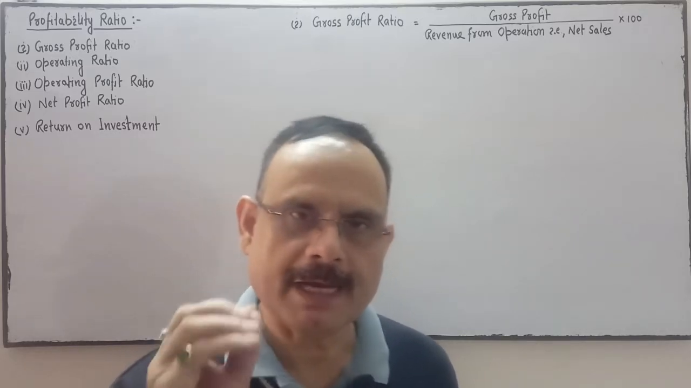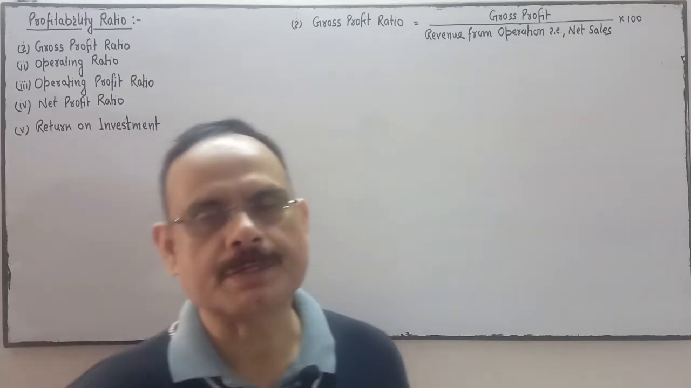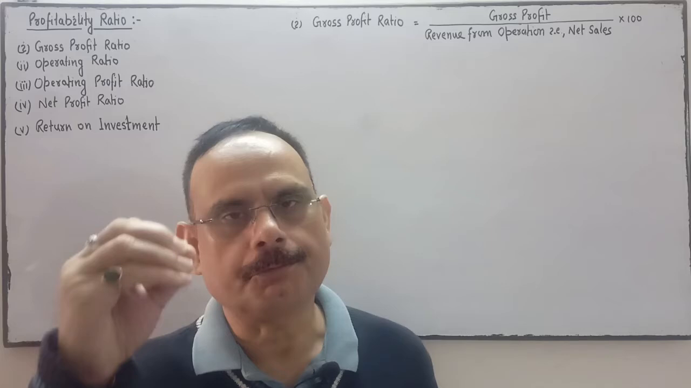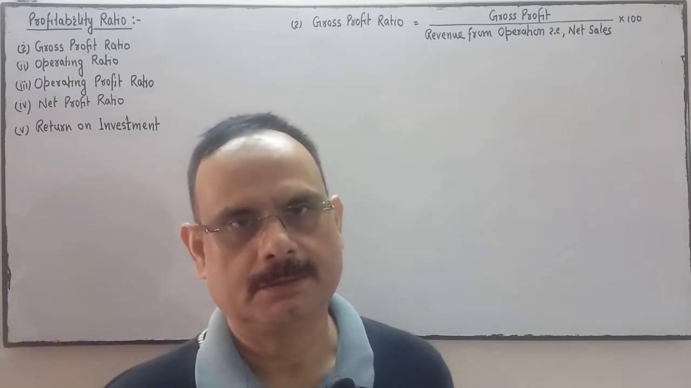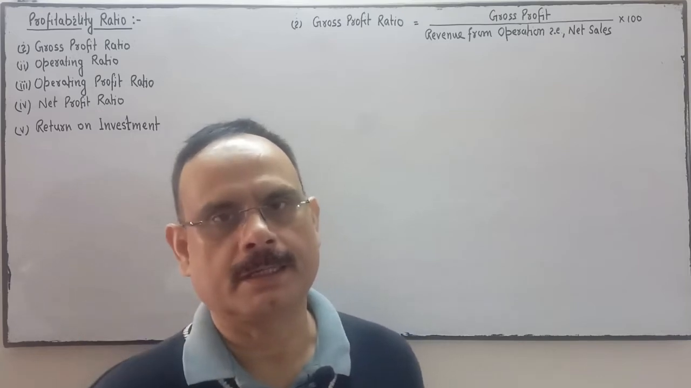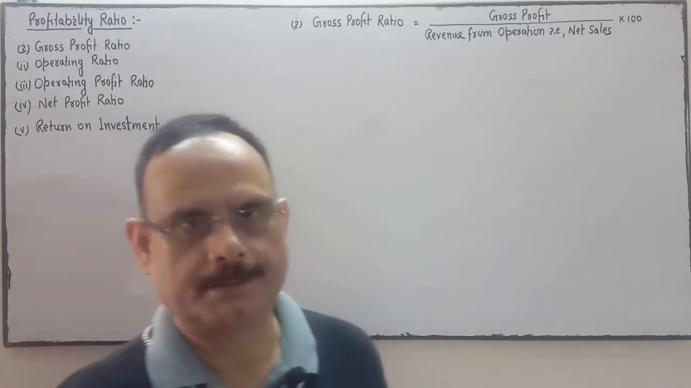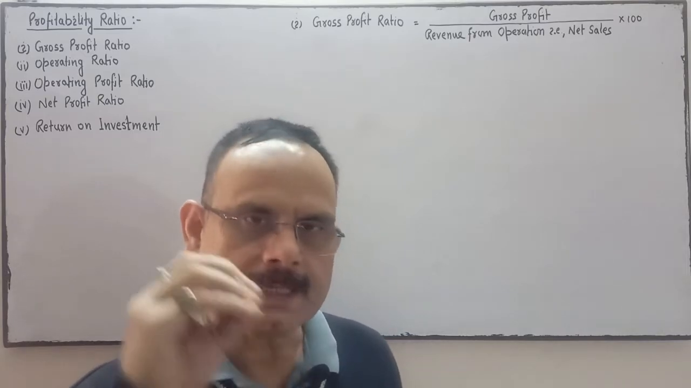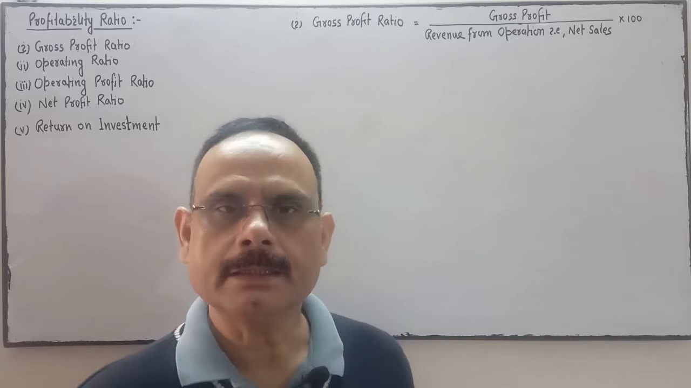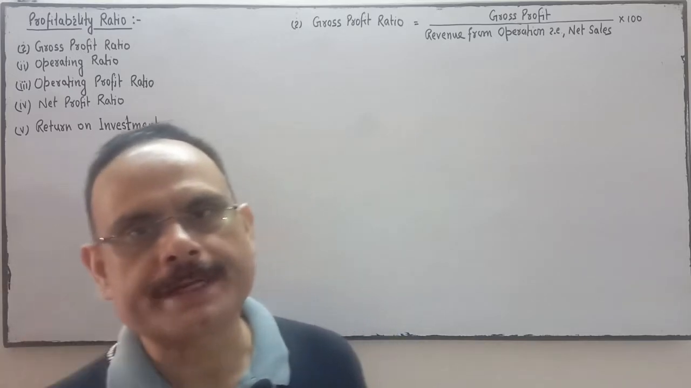How much capital we have invested, and in relation to capital, how much amount of profit we have earned. Entire things finally come to profit. If the profit is sufficient or higher, then this indicates the business is operated very efficiently.